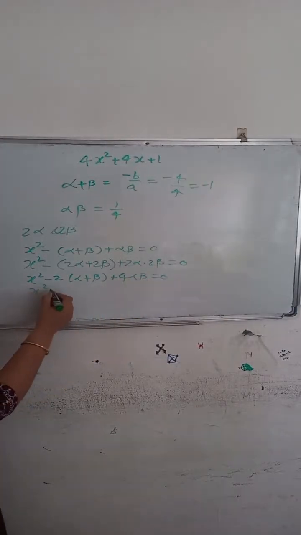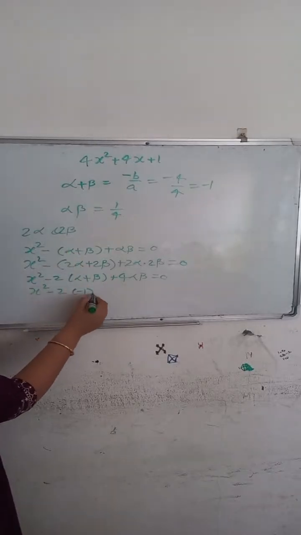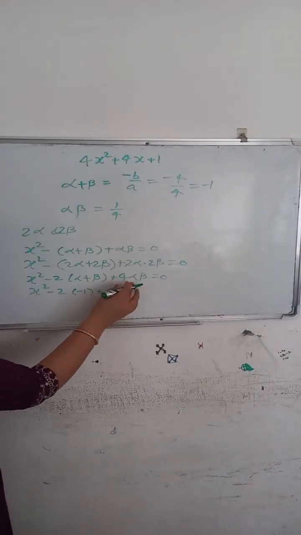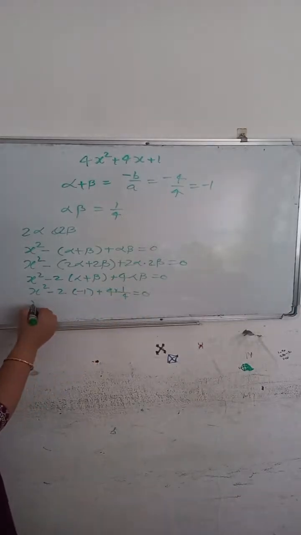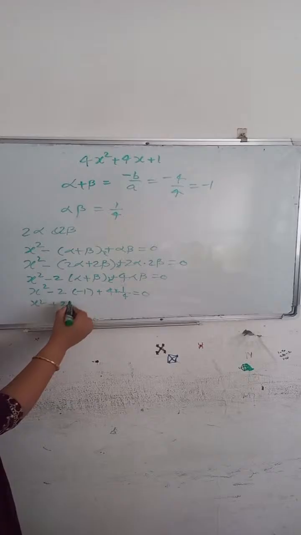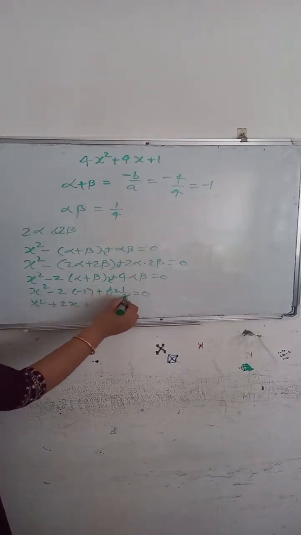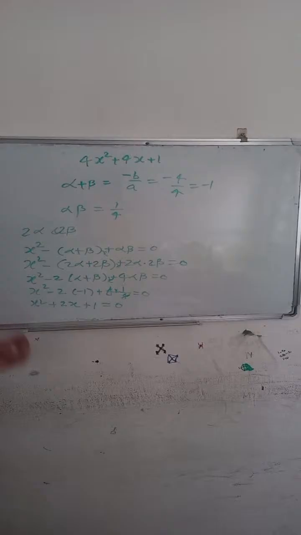So x square minus 2 times alpha plus beta, which is nothing but minus 1, plus 4 times alpha into beta, which is 1 by 4. So x square, this minus 2 into minus 1 is plus 2x, and plus 4 into 1 by 4 is plus 1, equal to 0. So this is the required quadratic polynomial.